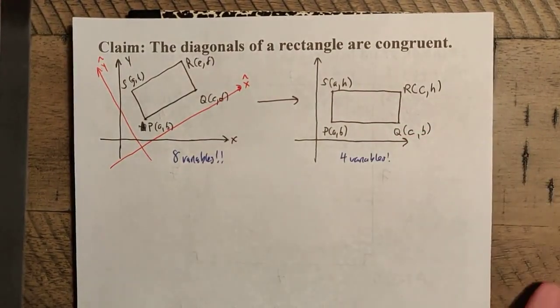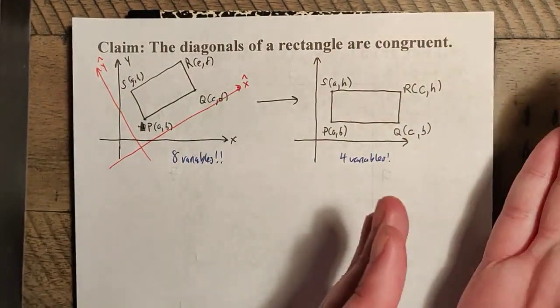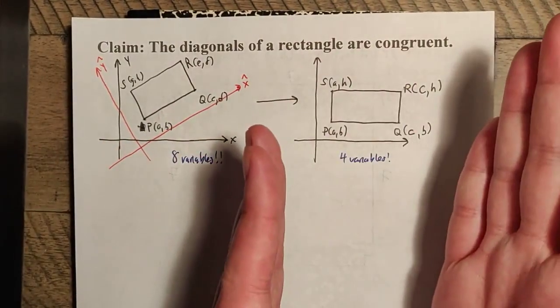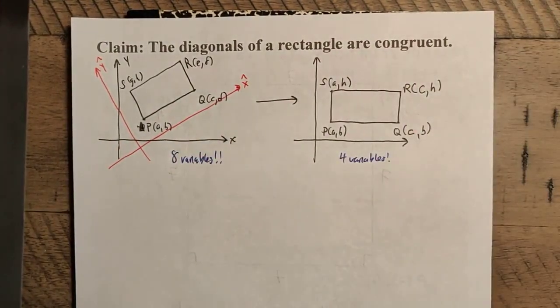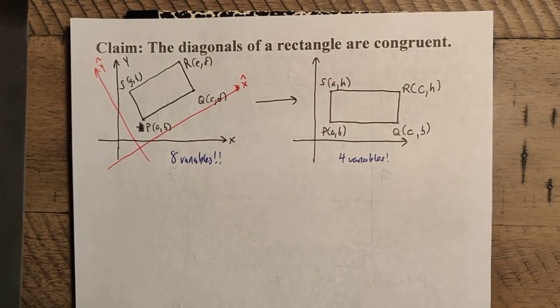So note that the nice part about this is that when we rearrange the rectangle so it looked like this here, we actually reduced the number of variables. So instead of dealing with 8 variables, we know how to deal with 4, and that's actually quite nice. Now, some of you may ask, can we do better? Can we reduce the number of variables further?